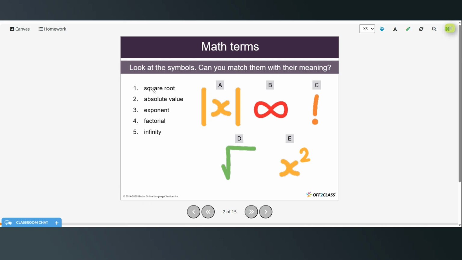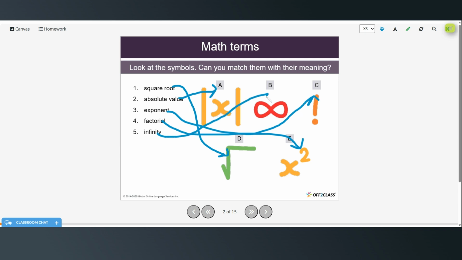Alright, so number 1 matches with D, the square root. Number 2 matches with A, the absolute value. Number 3 matches with E, the exponent. Number 4 matches with C, the factorial. And number 5 matches with B, infinity.